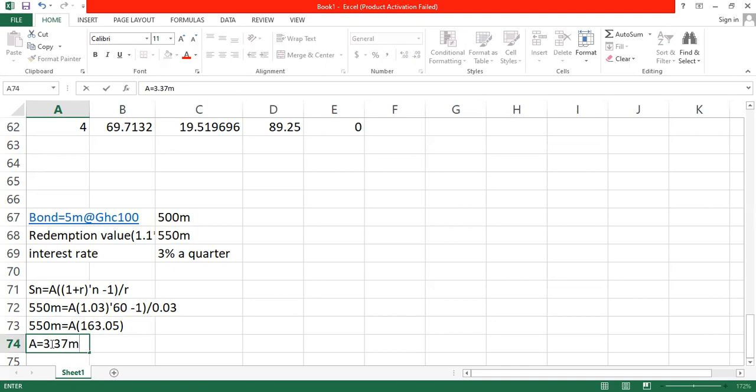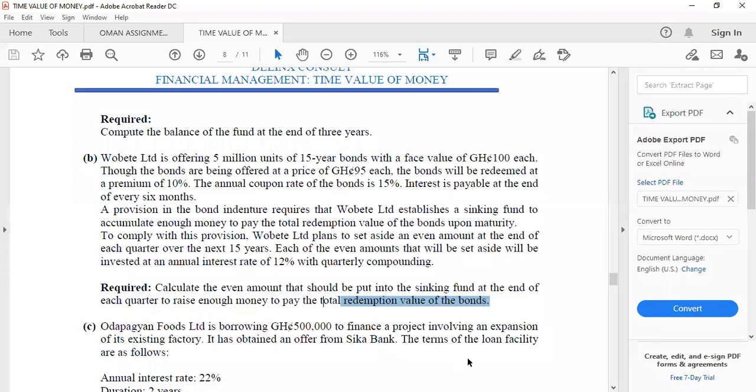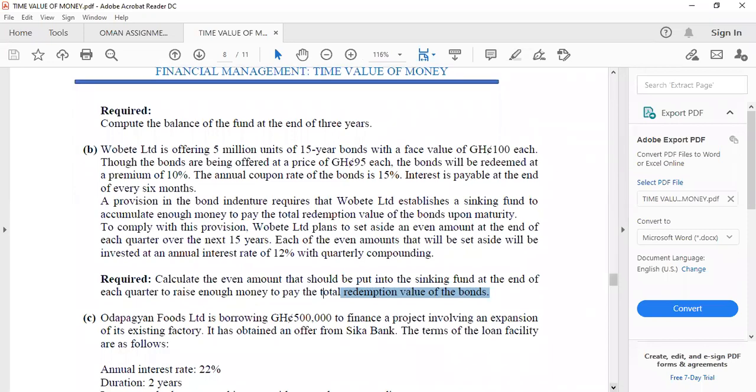Are we okay? So the only thing is this one is quarterly, so you have to change the interest rate to quarterly. The exponent will also be changed to quarters. So this one is the future value. The future value is the redemption value, which is 550. It's equal to A, and A is the equal amount that the question is asking you to calculate.